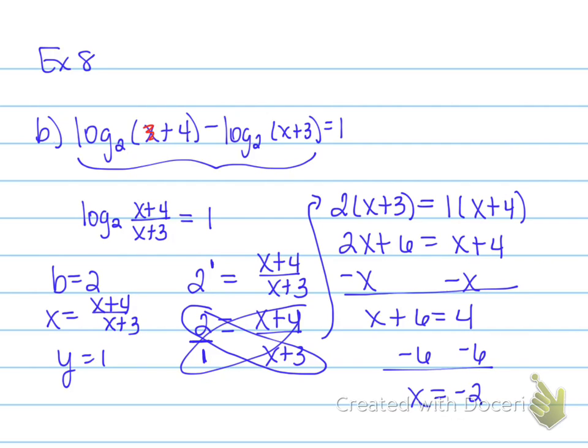So if I plug in negative 2 right here, is that okay? Negative 2 plus 4 is positive 2. That's okay. If I plug in negative 2 right there, negative 2 plus 3 is 1, and that's okay. So therefore, the negative 2 does work and is our solution. Remember, we didn't say that x could not be negative. We said that when we plugged it in, it could not give us log of a 0 or a negative number. So negative 2 is our solution there.